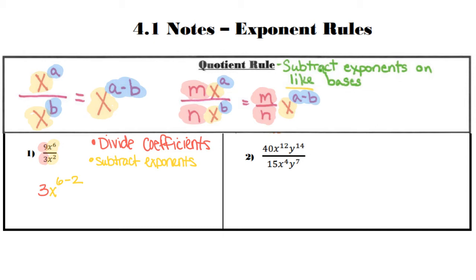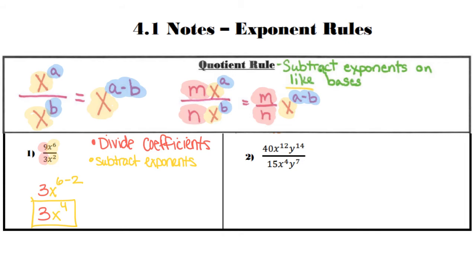So for our final answer, we still have the coefficient of 3, and then we're going to have a base of x, but when I subtract my exponents, my final answer would be an x to the 4th. So 3x to the 4th is the answer for number 1. Let's look at one more example using the quotient rule.